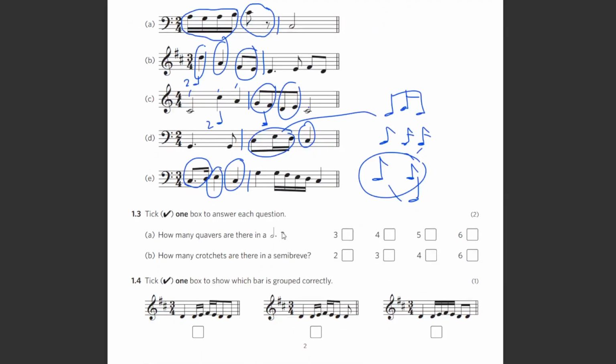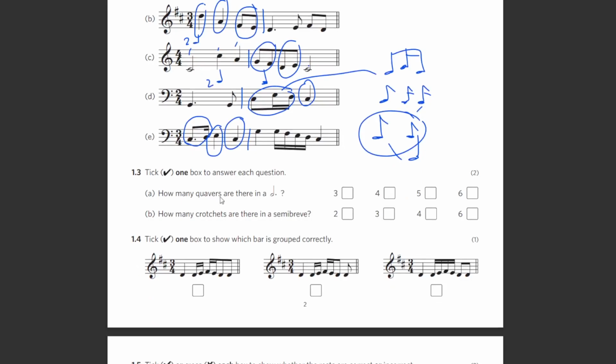Okay, next, let's move on to this. How many quavers are there in a dotted minim? I know that in a crotchet, there are 2 quavers, and a dotted minim equals 3 crotchets, right? So 3 crotchets will equal 6 quavers. Part B, how many crotchets are there in a semibreve? This is a semibreve, this is a crotchet. So 4 crotchets make a semibreve. So the answer is 4.